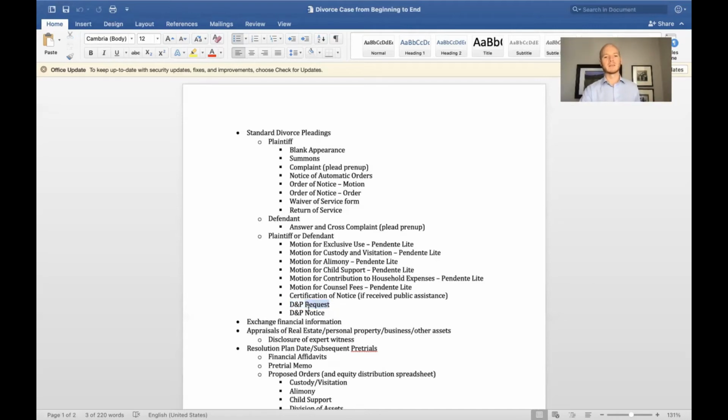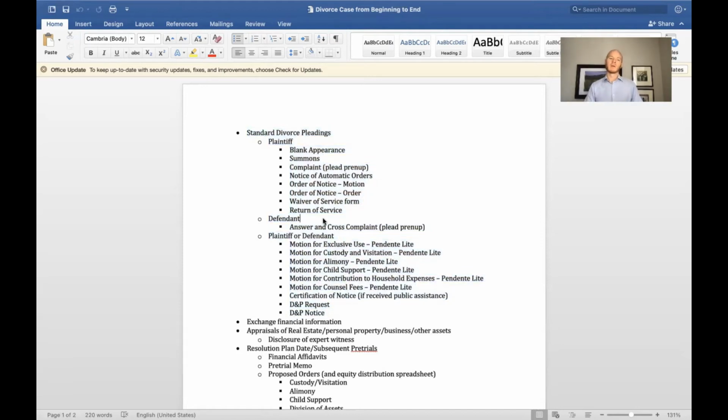Now, the request is not actually filed with the court. There's a corresponding notice of request for disclosure and production, which is drafted and given to the other side at the same time. And we only file the notice with the court. We don't have to actually file the request. So these are a lot of the initial pleadings that are filed.